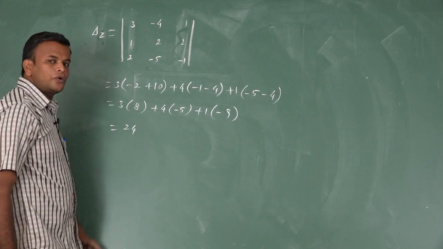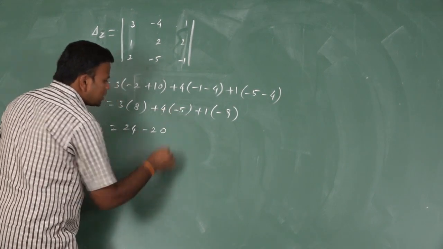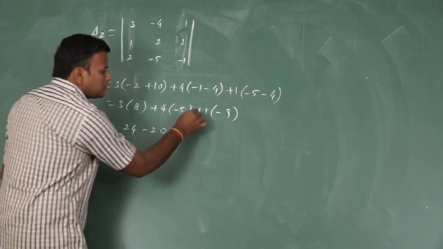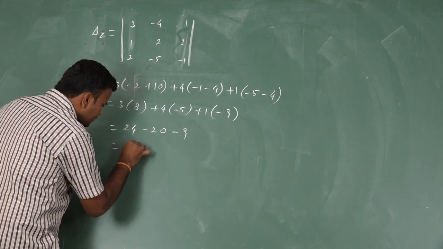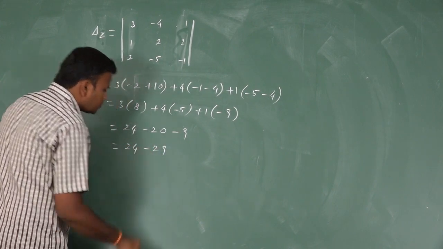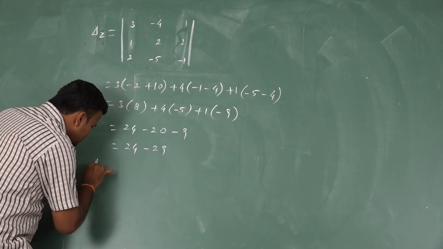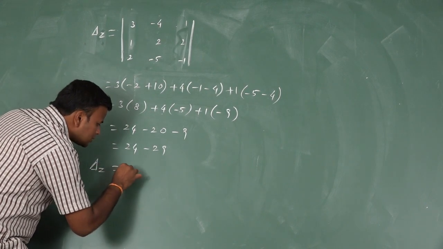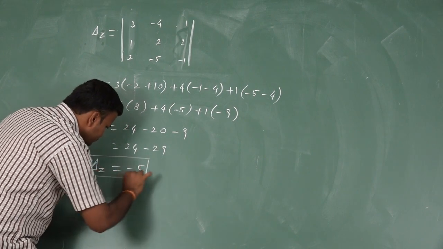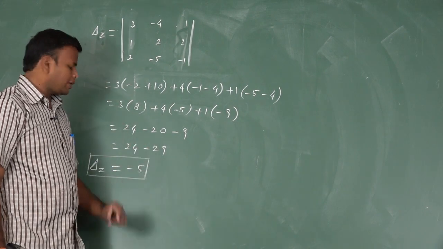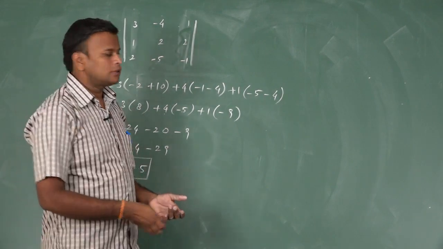3 8s are 24. Plus and minus is minus. 4 5s are 20. Plus and minus is minus. 1 9s are 9. 24 minus 29. So the value of del z is also minus 5. 24 minus 29 is minus 5. Now we have found del to del z.